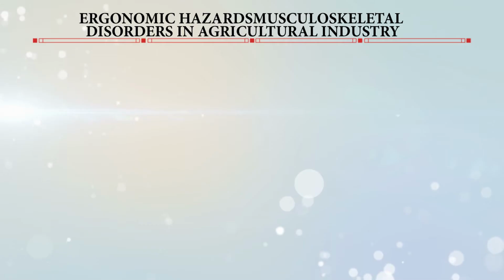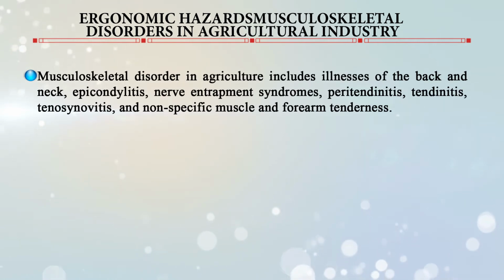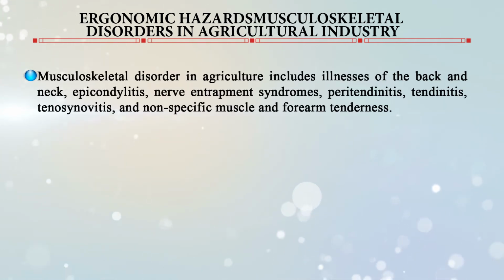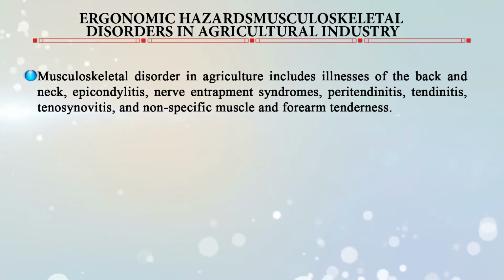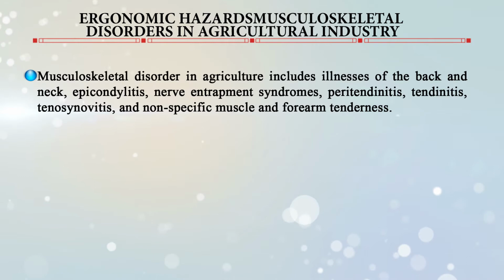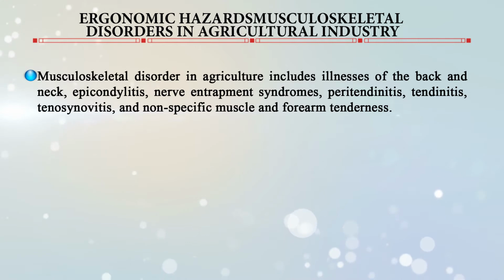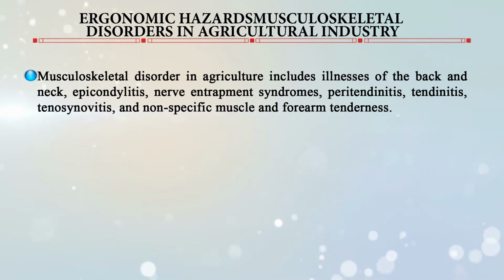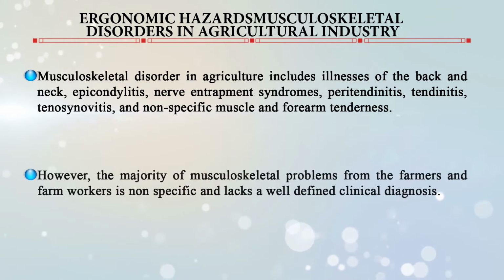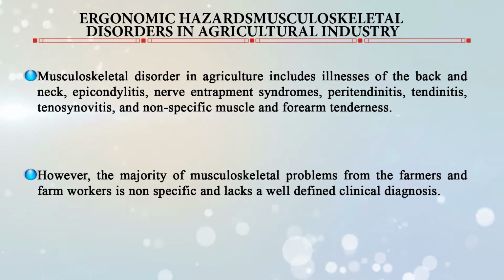ergonomic problems. So musculoskeletal disorder in agriculture includes the illnesses of the back and the neck. They may also have certain problems of spondylitis, then epicondylitis, nerve entrapment syndromes, peritendinitis, tendinitis, tenosynovitis, and also certain non-specific muscle and forearm tenderness. These are all encountered by these workers. However, the majority of the musculoskeletal problems of the farmers and the farm workers is non-specific, and it also lacks a well-defined clinical diagnosis. Now, even the dairy workers will have to take out the milk from the udder of the cow. In that case also they may be affected.